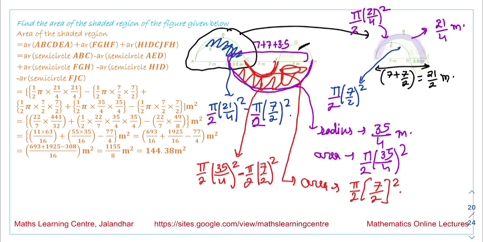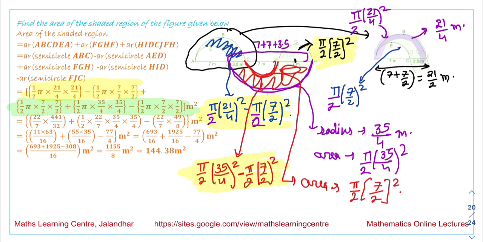Now we are talking about this semicircle over here. This semicircle has the radius 7 by 2. So the area over here is pi by 2 into 7 by 2 square. So the total area will be the area of the first portion, the second portion, and the third portion, adding all these three values. These calculations are shown over here. You will solve these values and you will get the final answer.